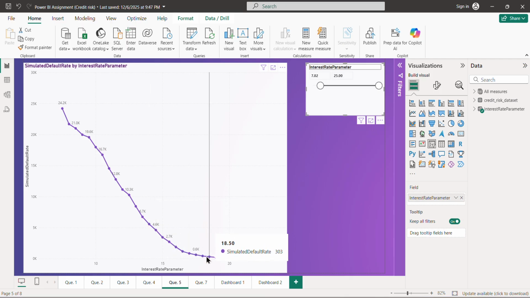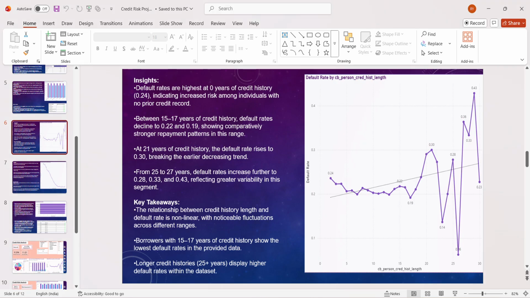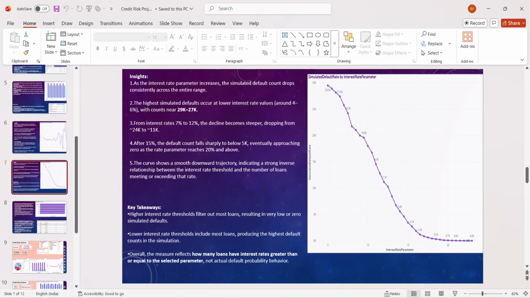So default rate decreases as interest rate increases. Let's have a look at the interpretation. As the interest rate parameter increases, the default rate count drops consistently across the entire range. The highest simulated defaults occur at lower interest rate values.